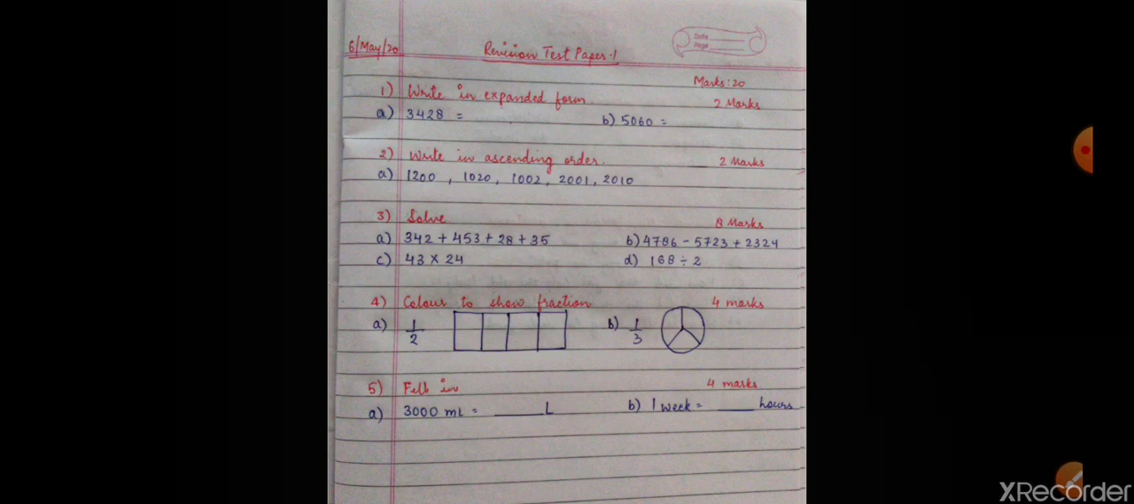Color to show the fraction. You can also use a pencil shading if you want. And if you want you can use color too. So you have to color half of the portion. And in second one you have to color 1/3 of the portion. Fill in. 3000 milliliter is equals to how many liters, and 1 week is equals to how many hours. It will be easy and better for you if you do the solution also right in front of it.